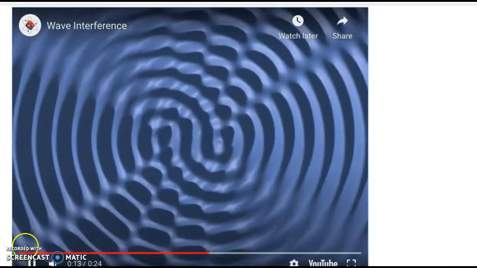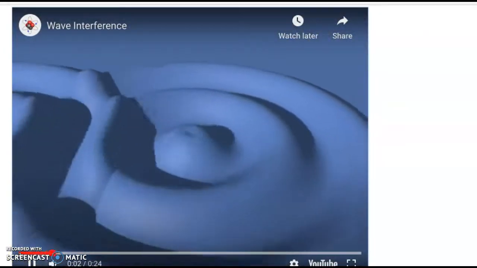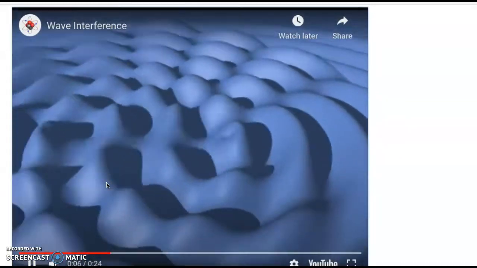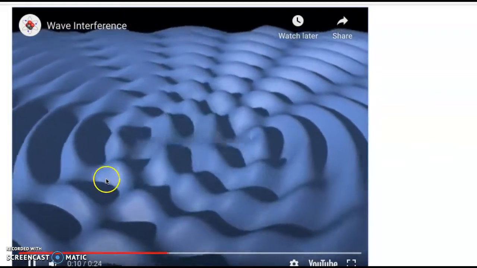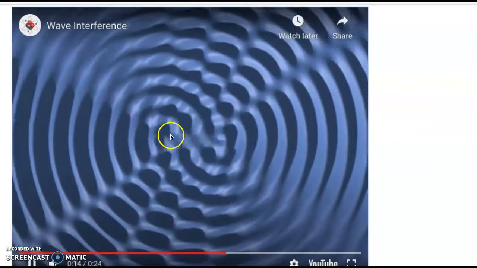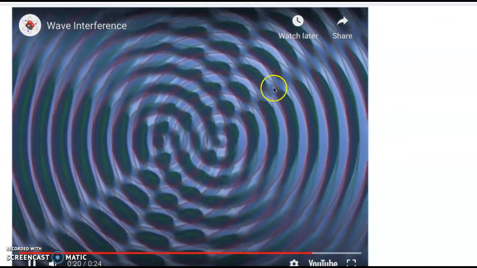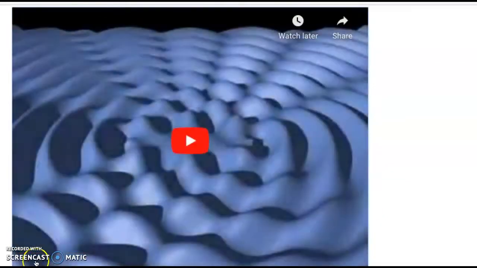So if we have a look at some waves that are interfering with each other, here we have two radial waves. You can see that the consequence is definitely on the amplitude, and it's not that there's no overall consequence. There's actually a real diversity of situations. But what I want you to notice is these areas here where actually the amplitude's 0. Let me show you that again.